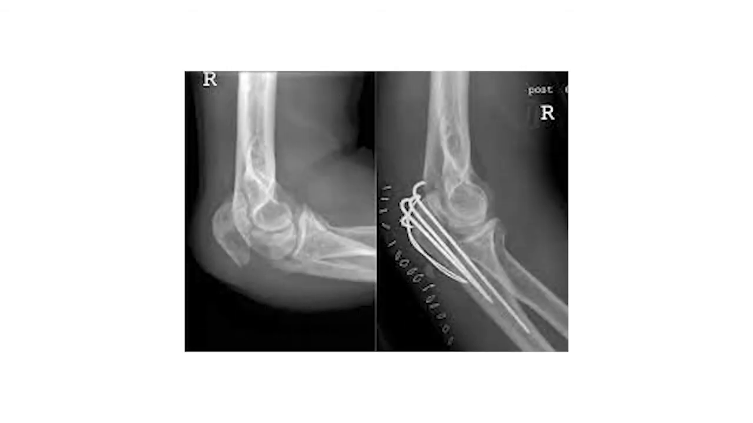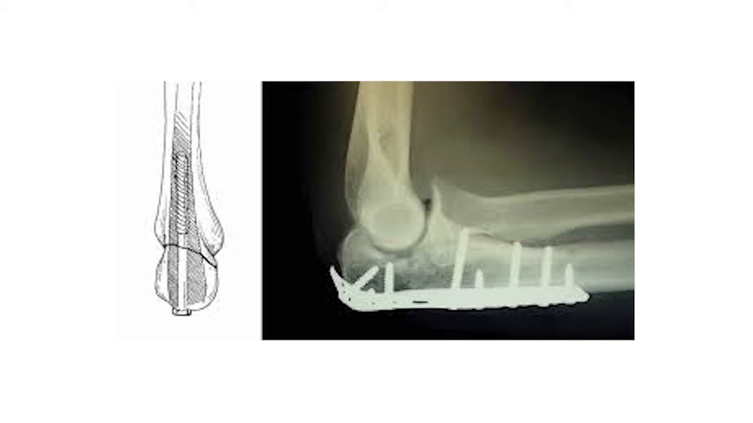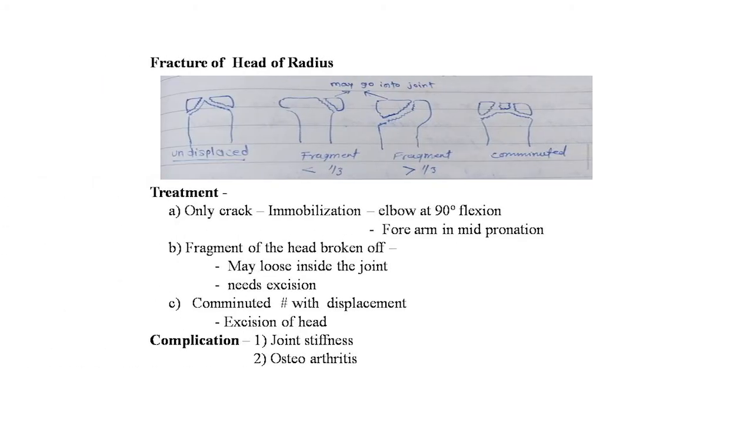This is another image showing the K-wiring of the olecranon process. This is the open reduction and internal fixation, nailing and plating done. Now the next point is the fracture of the head of radius.